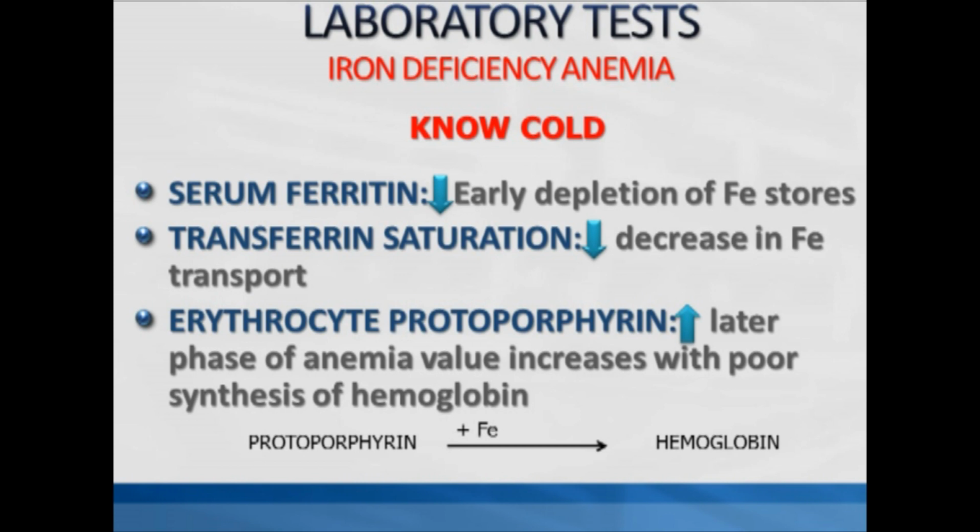And again, finally, transferrin saturation decreases because there is less saturation of the available transport sites on transferrin. The reason for this is that there's a lack of iron, and consequently the saturation levels actually decrease.